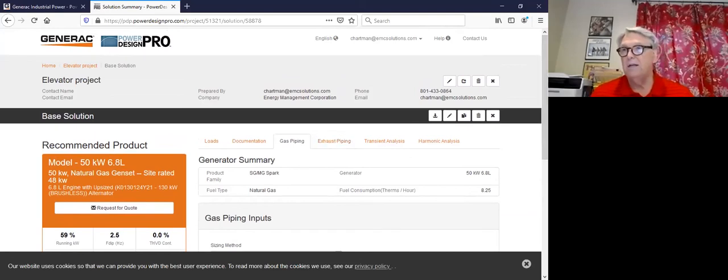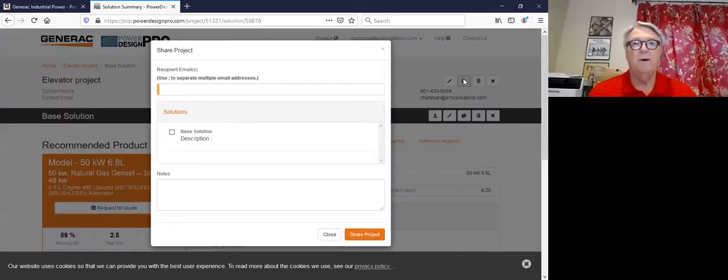And finally, there's a lot of features of this that I really like, but let me just point out one more, and that is this one right here. It says share project. Now, when I share a project, it will automatically take this whole project and put it in your Power Design Pro. And if I click share project, it's going to come up and just ask me for your email. So this happens a lot of times with our customers. Our customers will go through and size the generator, then they'll say, I sure would like somebody else just to look at this and give me their opinion.